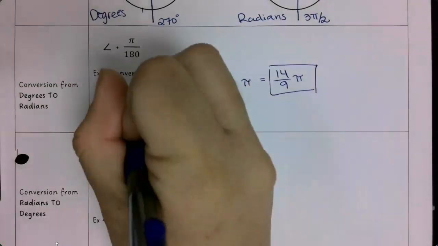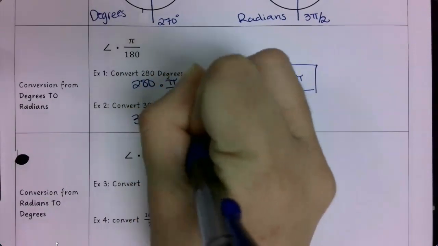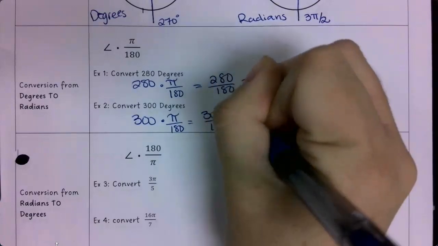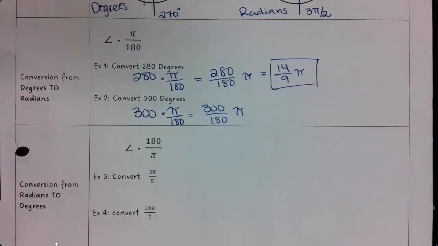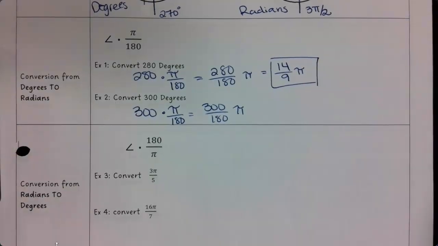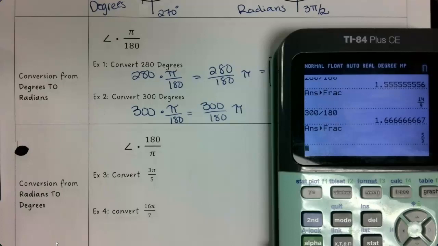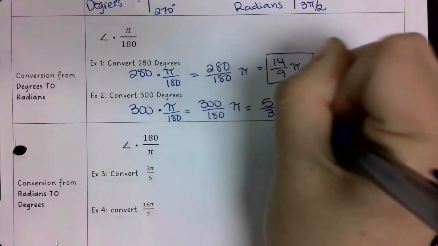So same thing for converting 300 degrees. I'm going to take 300 times pi over 180. So I can rewrite this as 300 over 180 pi. So I want to do 300 divided by 180 on my calculator. And I go math, fraction, enter, which gives me 5/3. So I have 5/3 pi for my final answer.